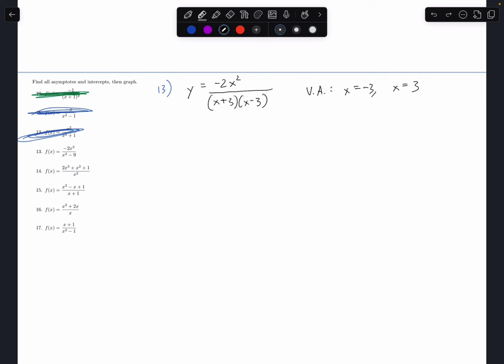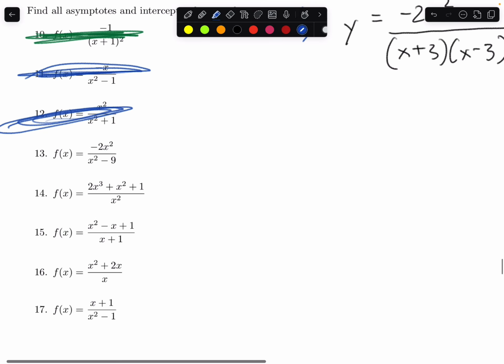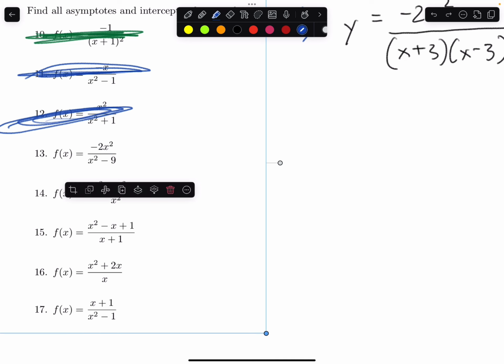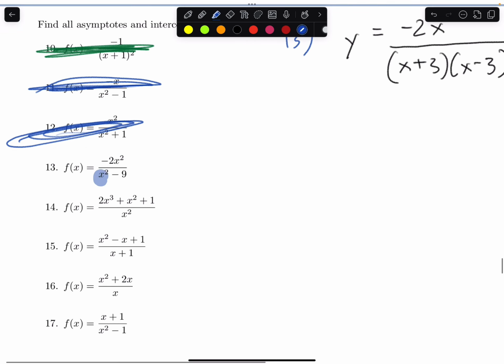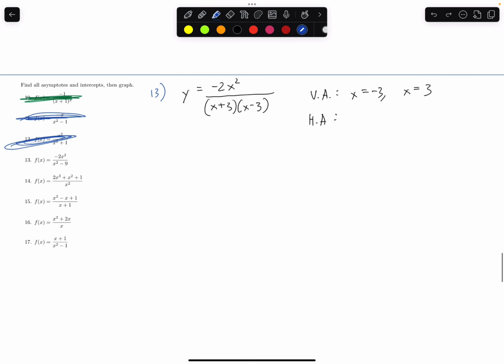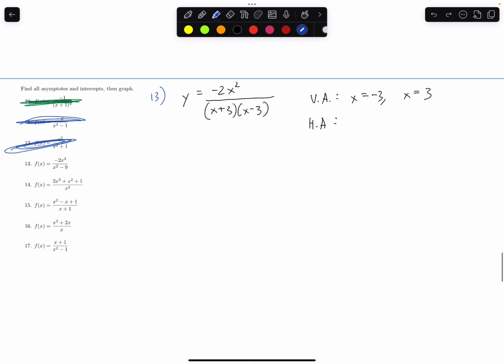That's what makes the denominator 0, right? Horizontal asymptote. This one's a little more interesting. For the horizontal asymptote, I'm actually going to look at my original equation over here and look at my leading term, my x squared term. There's a negative 2 in front of that first one, and there's just a regular x squared term for the second one, which means it's a 1, right? So coming back here, that means my horizontal asymptote should be y equals negative 2 over 1, which is just negative 2.